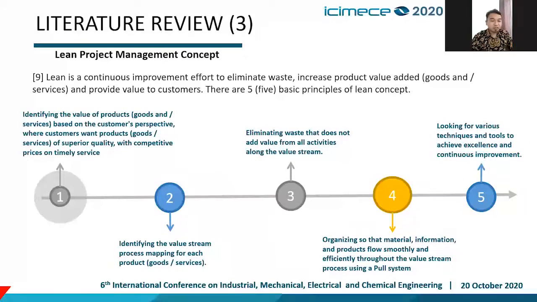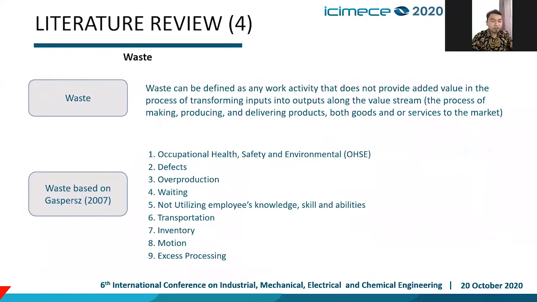This is for the lean project management concept. Lean is a continuous improvement effort to eliminate waste, increase product value add, and provide value to the customer. There are 5 basic principles of lean concept. And then this is for the waste. Waste can be defined as any work activity that doesn't provide added value in the process of transforming input into output along the value streams.